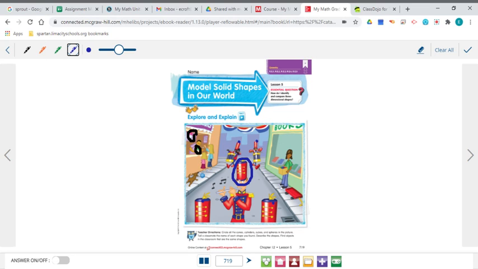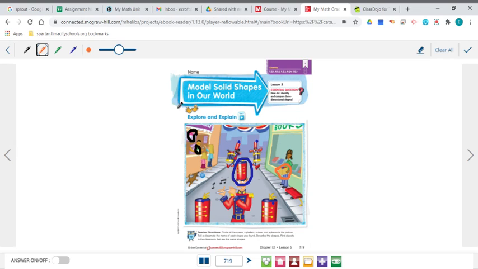What about cubes? What do you see in this picture that could be a cube? Yes, she's carrying a box that is the shape of a cube. That's the shape of a cube.